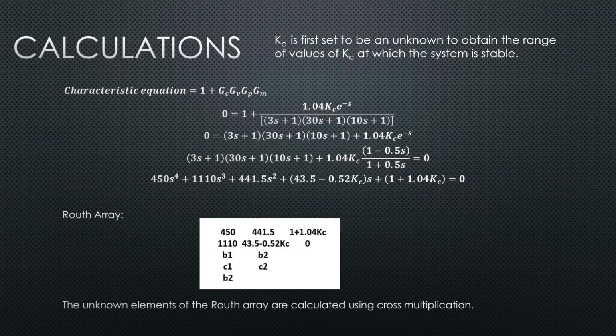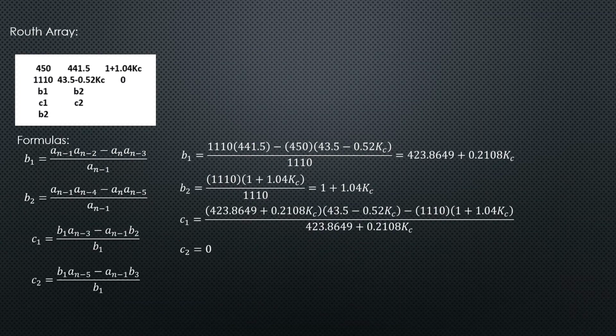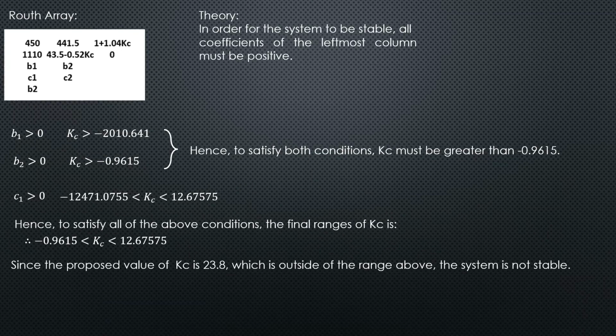To find the range of values at which Kc is stable, we first set Kc to be an unknown. The characteristic equation is expanded into this, and we construct the Routh array to be like this. Using the formulas on the left hand side, we calculate the values of B1, B2, C1, and C2. The theory is that all elements in the leftmost column have to be positive. Therefore, in order for B1, C1, and B2 to be positive, Kc must be within this range. And since the proposed value of Kc is outside of this range, the system is unstable.